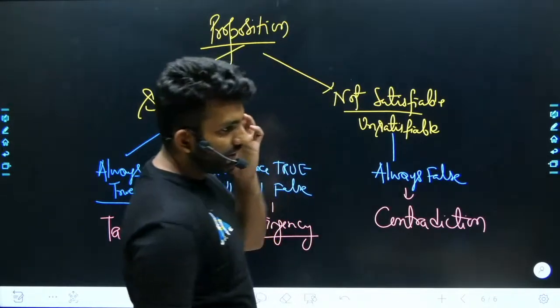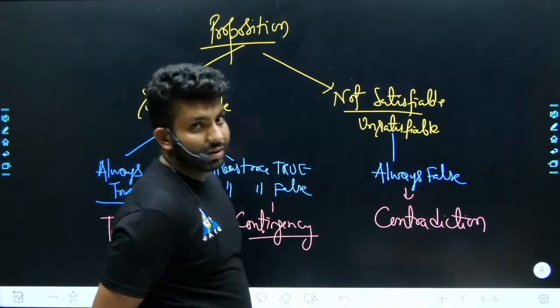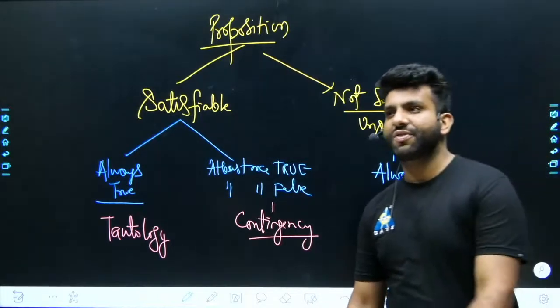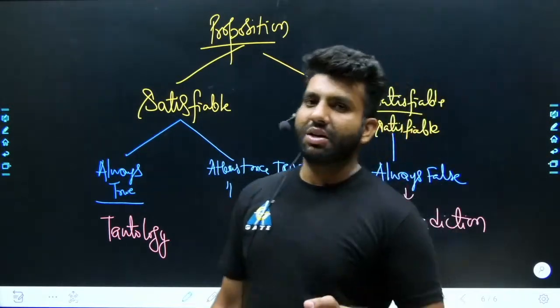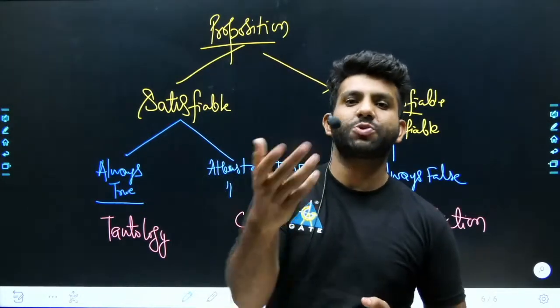Is it clear, everyone? Just let me know. What I have written is, the proposition can be either satisfiable or unsatisfiable. Satisfiable means it may be true. It must be true for at least one case.